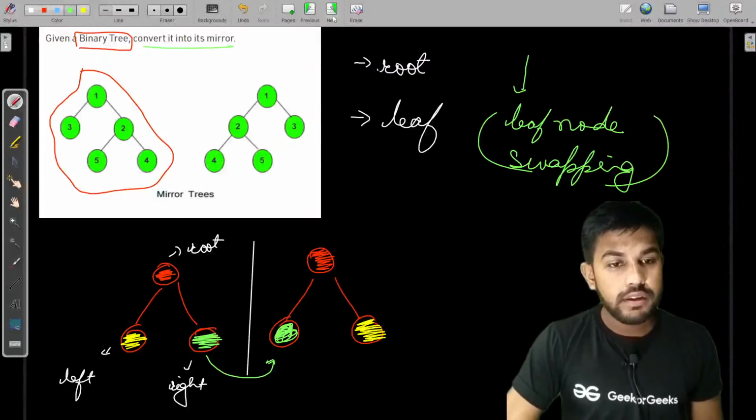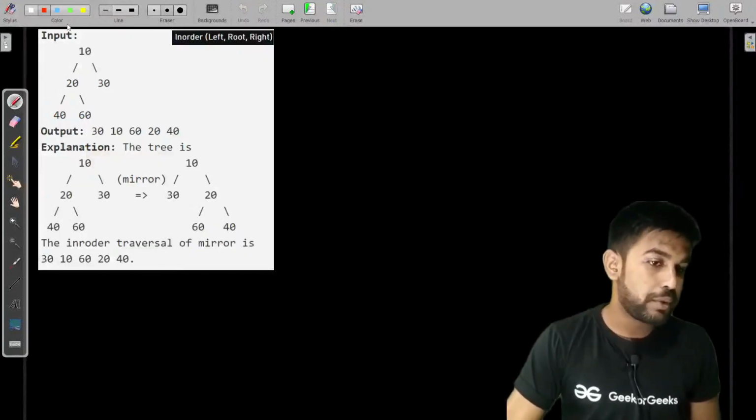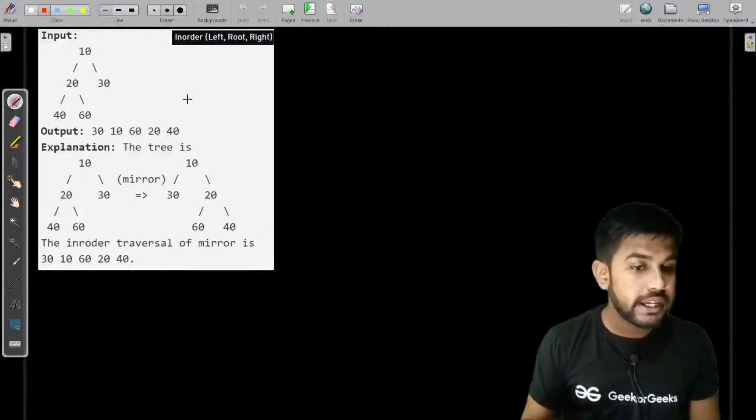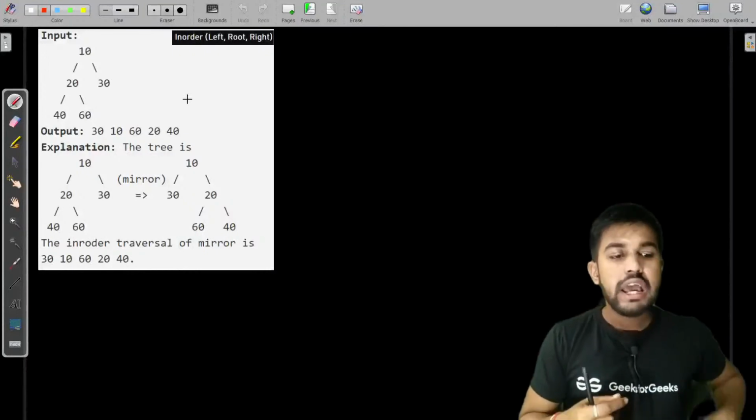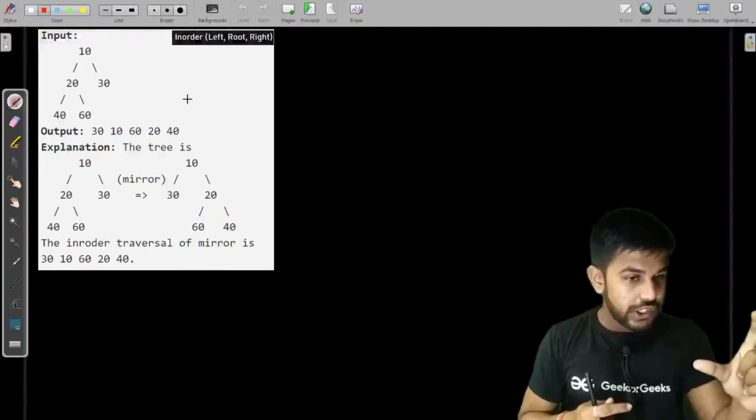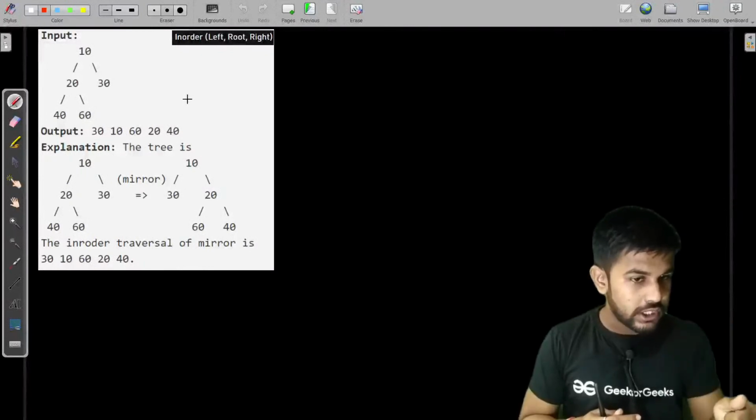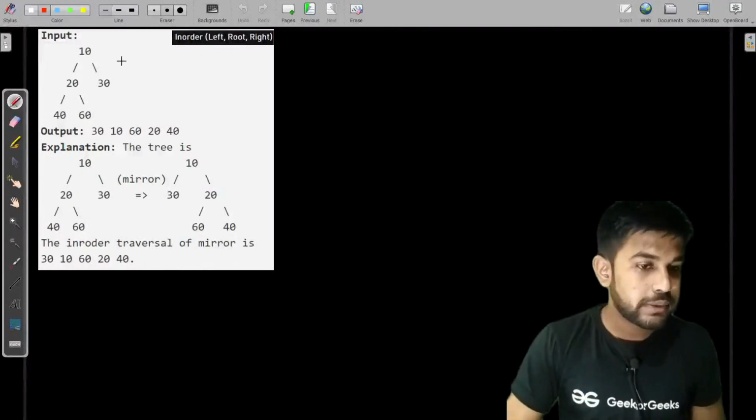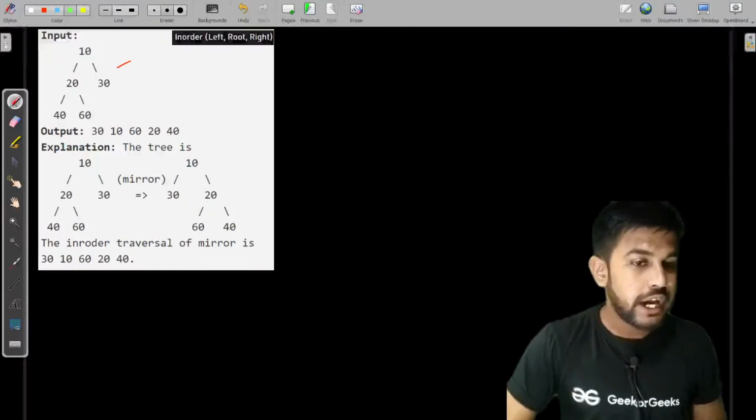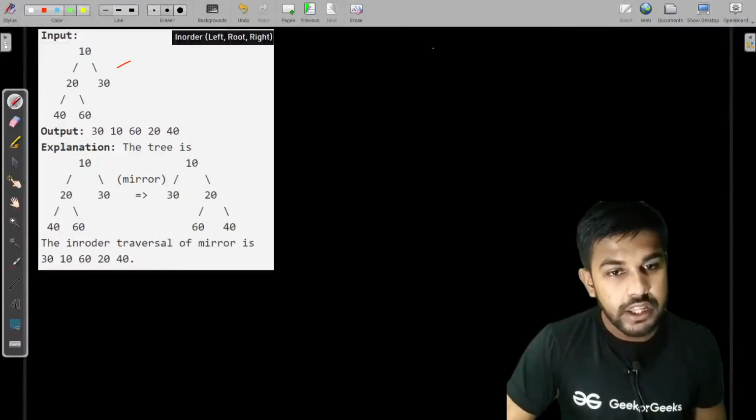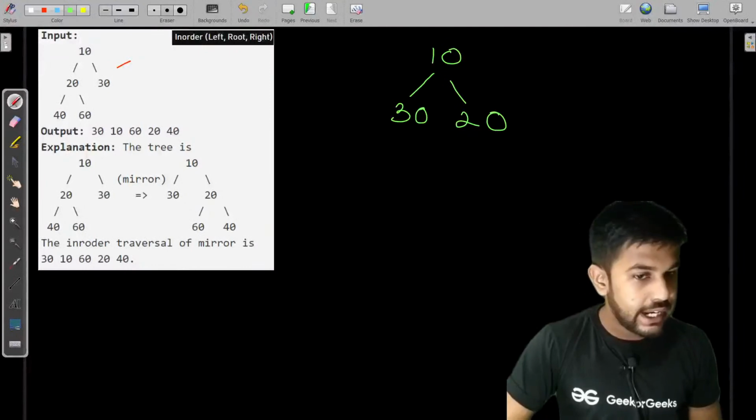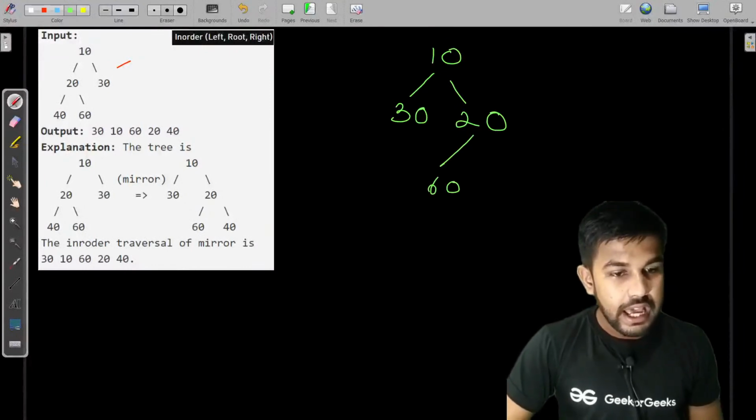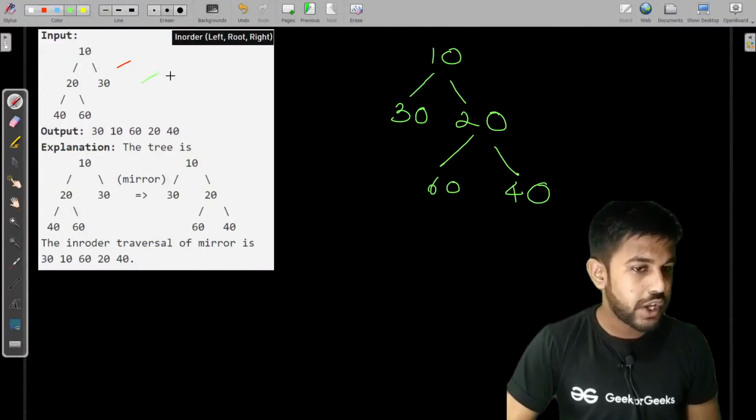Now let me try to explain the output more, because for beginners this output might seem a bit difficult. What are we doing here? It is told that the original tree's in order is given. Just suppose this is the tree. After the reflection, the mirror operation, it would be like this: 10 stays, this 30 would come here, this 20 would go this side, this 60 would come here, and this 40 would go this side. This is the tree I'm talking about.